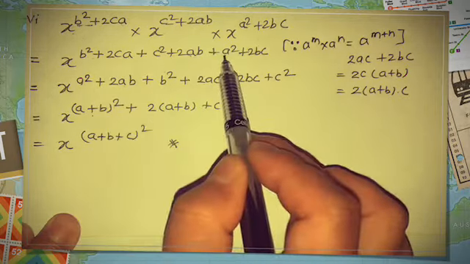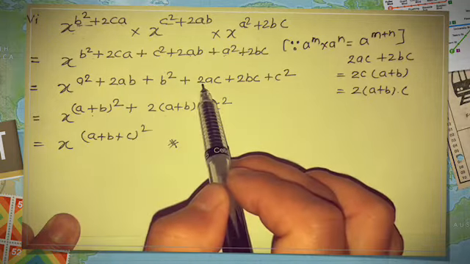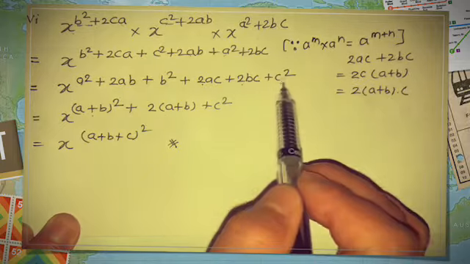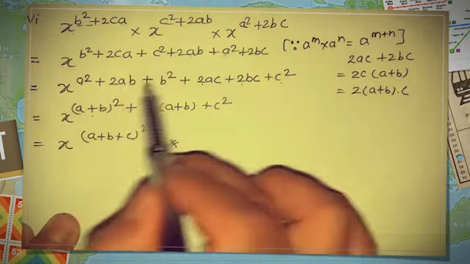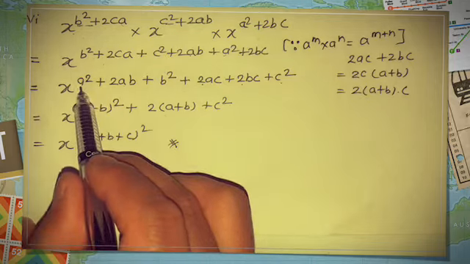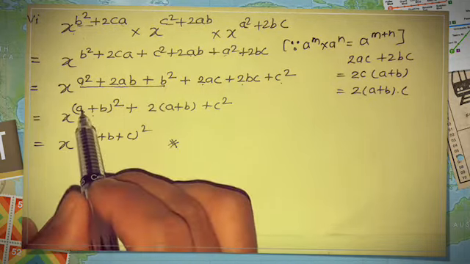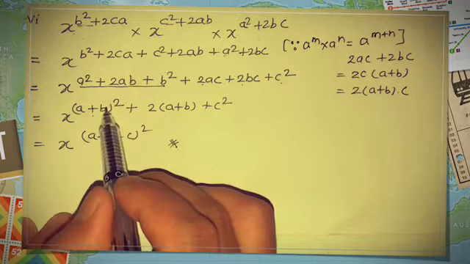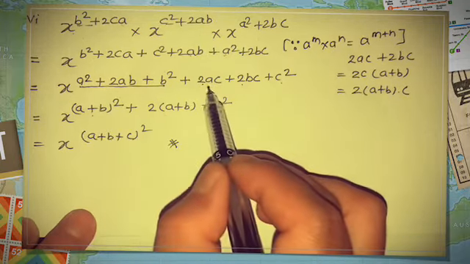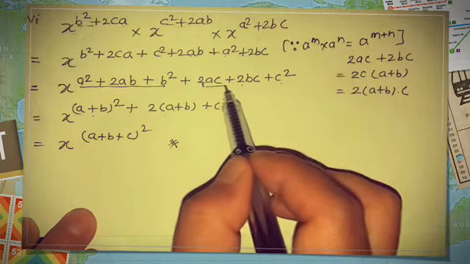So this returns 2ac and 2bc and c square, so they are arranged this way. After that, in place of a square plus 2ab plus b square, we can write a plus b whole square. Yes, this is the formula.